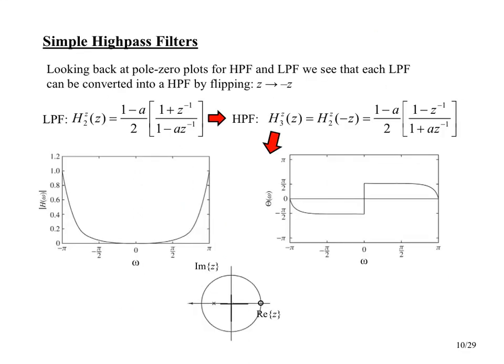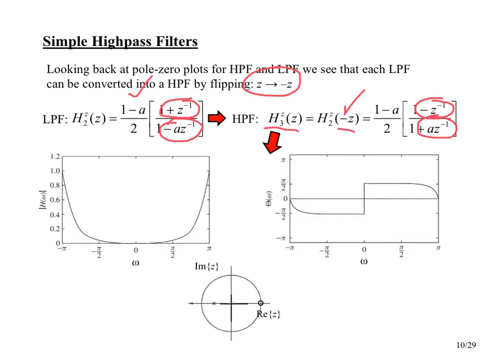Let's look at simple high-pass filters. As I stated before, we can convert a low pass into a high pass by taking z and replacing it by negative z. So if we start with our case number 2 low pass filter, H2 of z, and we replace z by negative z and assign it to the name H sub 3 of z, this will give us a high pass filter. So you can see that we had a plus z inverse there, and we now have a negative z inverse. And we had a negative a z inverse there, and we now have a plus a z inverse here.